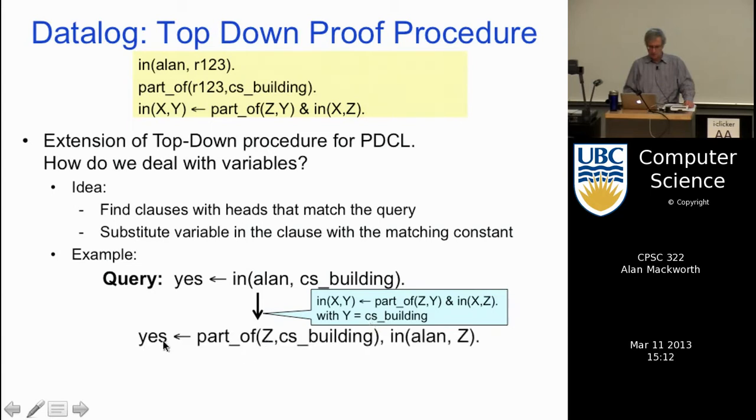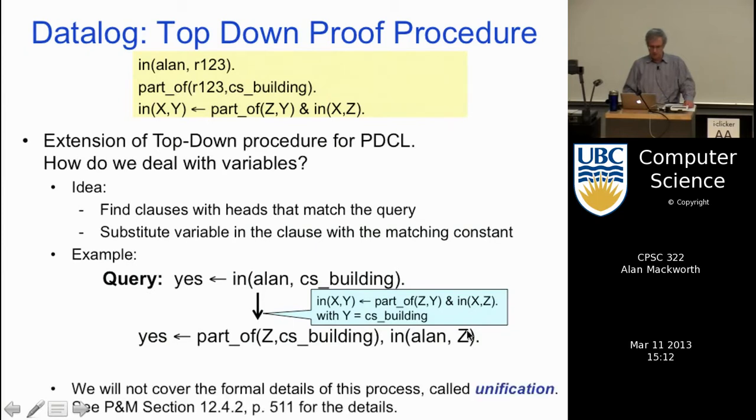And so that'll be true if replacing this with the body, part of Z CS building, and in Alan Z, which actually X got matched to Alan here as well, that binding. Okay, so this is what's called unification.